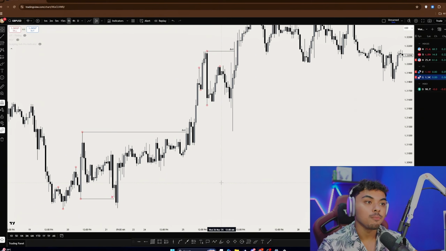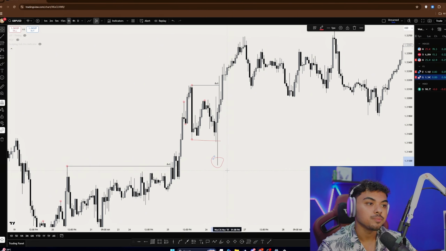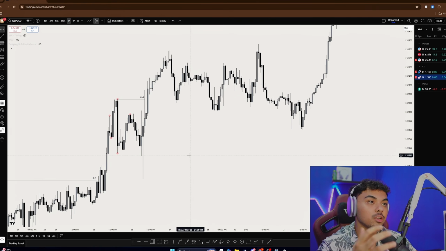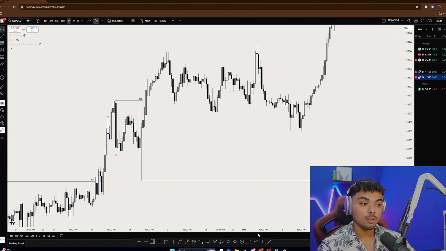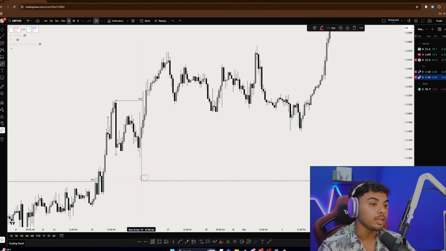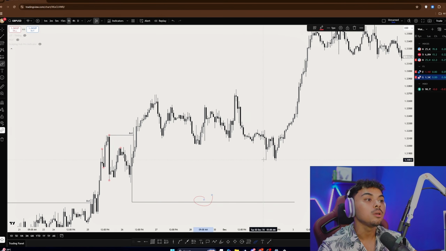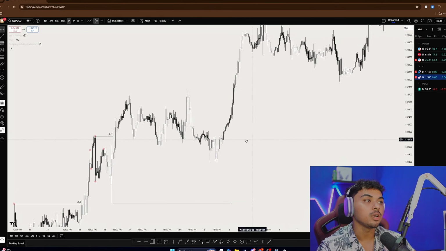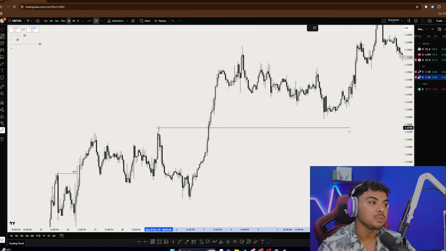This break of structure matters. Why? Because previously we had a sweep of liquidity. Now, if you mark it correctly, you will notice that the price will never ever trade below the low that you have marked, the low that created a sweep of liquidity. The price will not trade below that. And that's exactly what the price did. It never traded below it. It continued pushing higher.